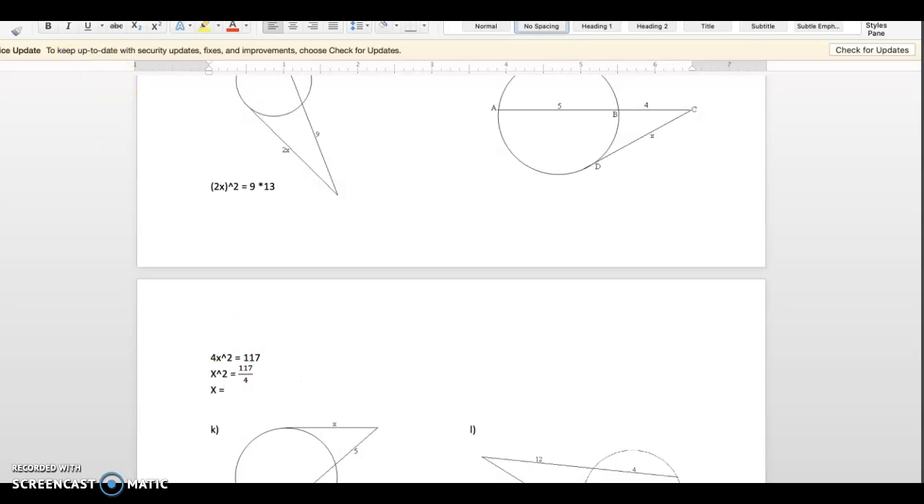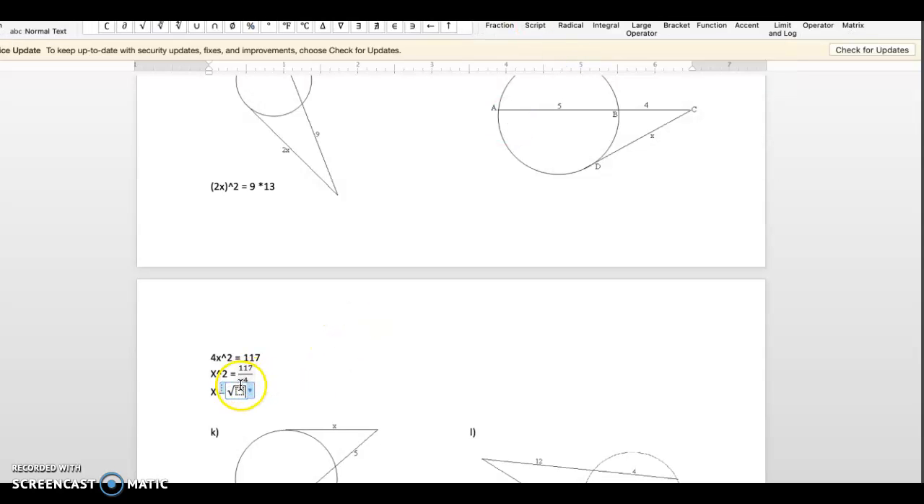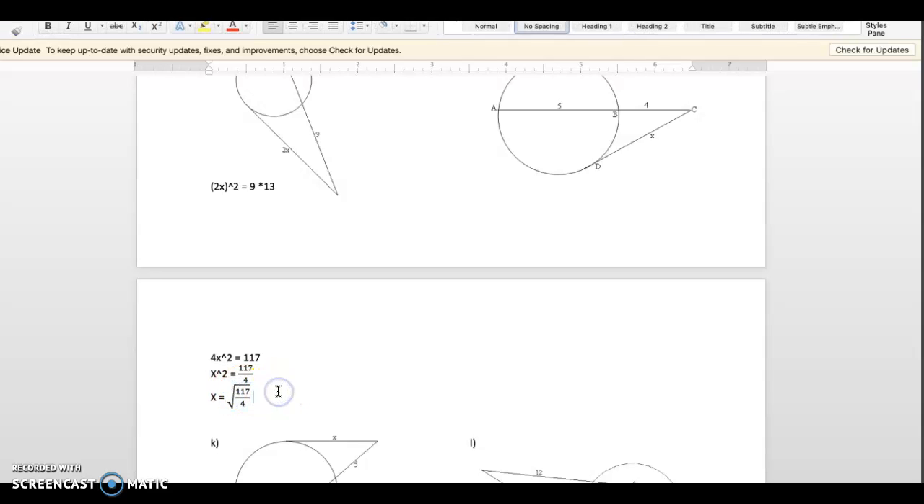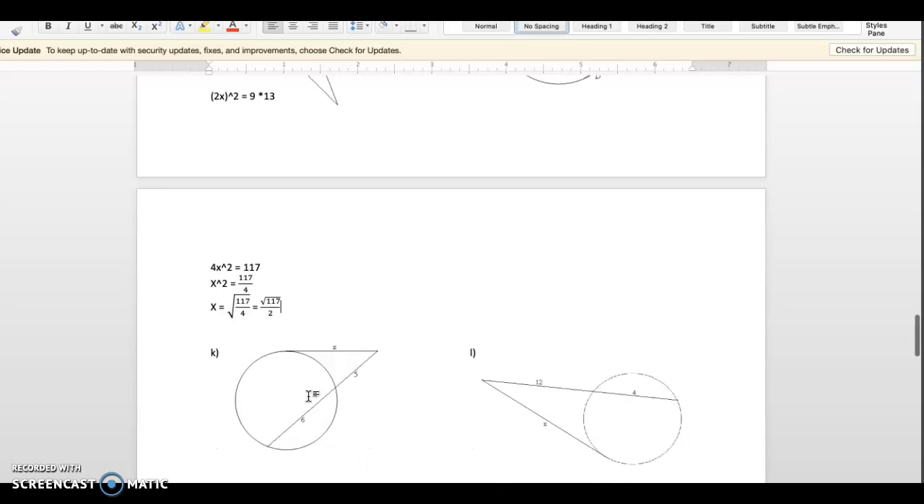So what that would look like is the entire square root of 117 over 4. And the only thing we can simplify is the denominator. So x would be equal to the square root of 117 over 2. And that's fine. Leave your answer as such.